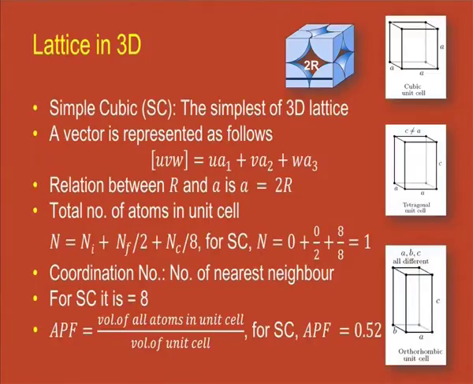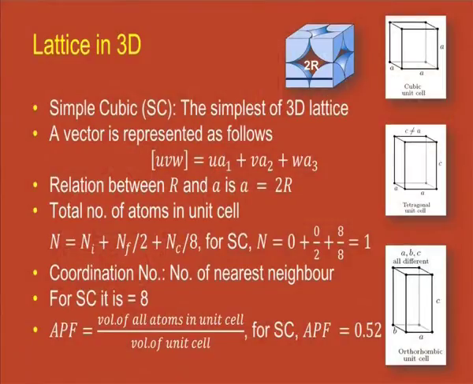Now, if we want to find out the total number of atoms in the unit cell, then we can use the following formula, which is n is equal to ni plus nf by 2 plus nc by 2, where ni represents the total number of atoms within the cube, nf represents the total number of atoms on the side faces of the cube, whereas nc represents the total number of atoms at the corners of the cube. Now, if you use this particular formula, then for simple cubic we get only one atom per unit cell.